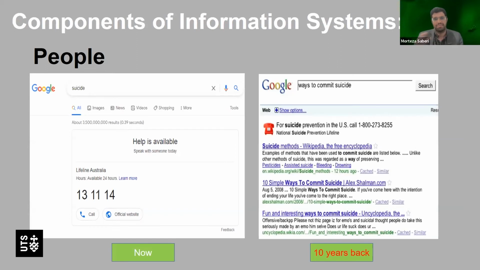Nice example here. You can do it now if you have time, if you have your phone or internet, you can search in Google for suicide. Now, when you are searching, you see Lifeline Australia, because Google doesn't want you to do suicide. Why? You should not do it. But if you go back 10 years, the story was different. Google was not smart enough to stop your suicide and try to help you. So you see that we have different facets of information systems.